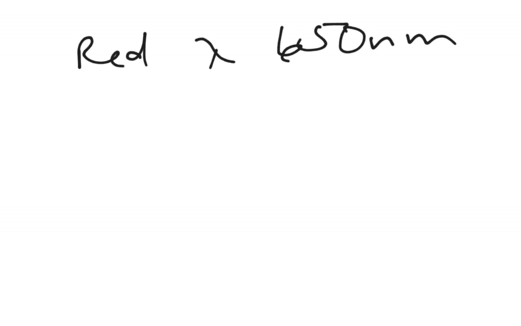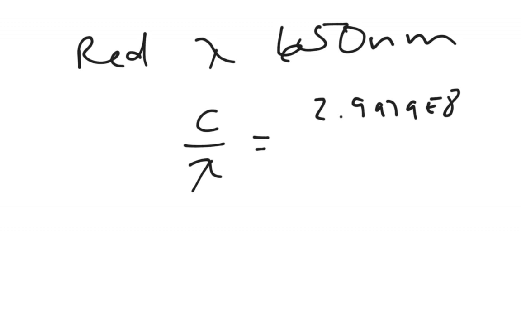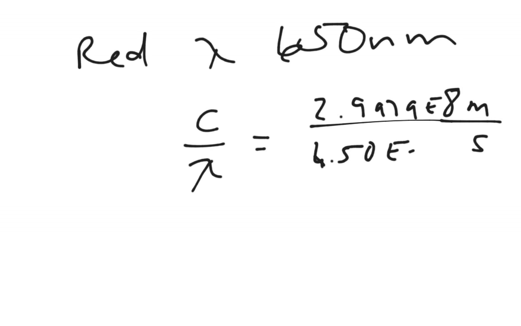Alright, so if I want to convert between them, if I said that I had a red light with a wavelength of 650 nanometers, all I would have to do is take the speed of light, c, divided by the wavelength, and this would give me my frequency. So we'd go 0.29979 e to the 8th, and that's meters over seconds, divided by 6.50 e to the -7 meters. My meters will cancel out, so I've got my units for frequency, 1/seconds, which is what I want.